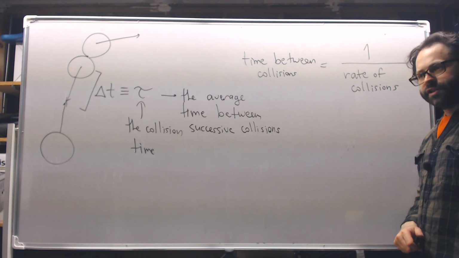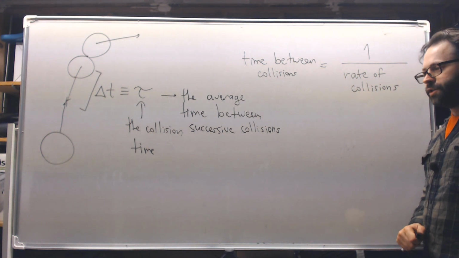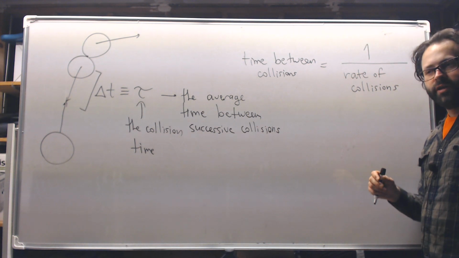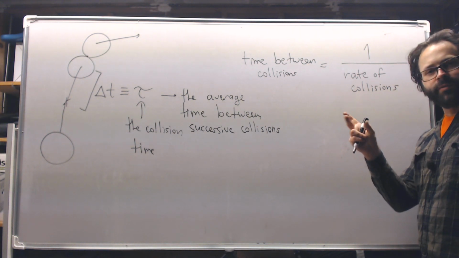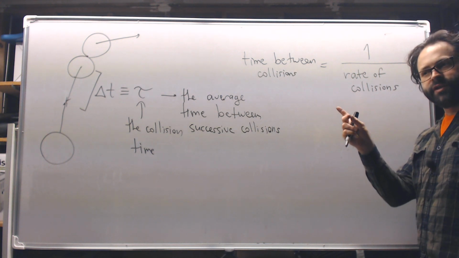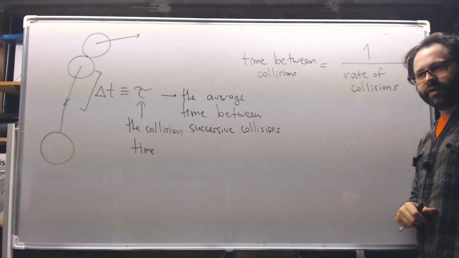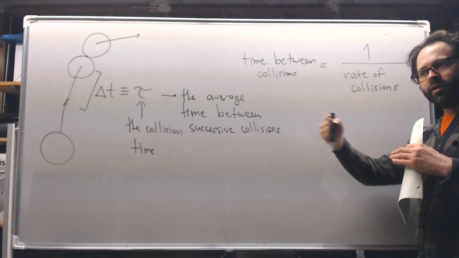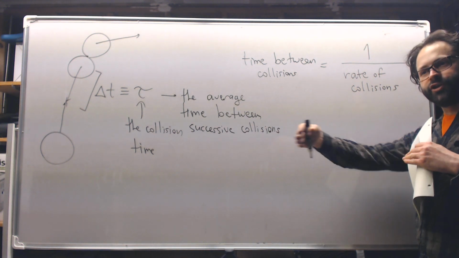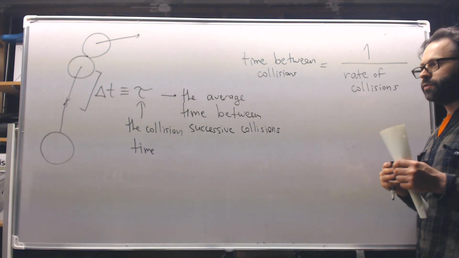This is the same idea that one encounters in vibrational motion. There's this idea of a vibrational frequency and the vibrational period. The vibrational frequency is how many vibrations per unit time or per second. The vibrational period is how long between successive vibrations, or the motions back and forth. And so this is the same idea.